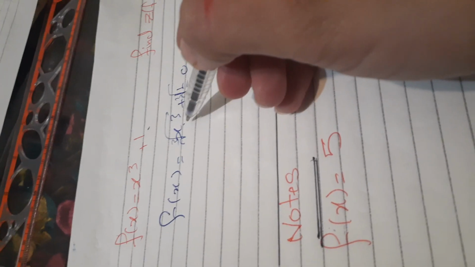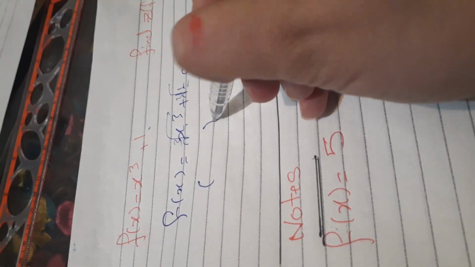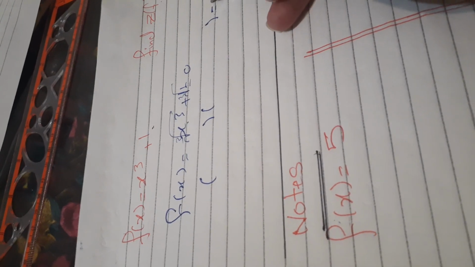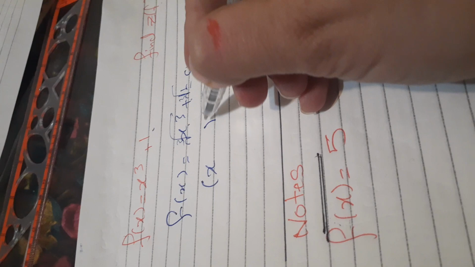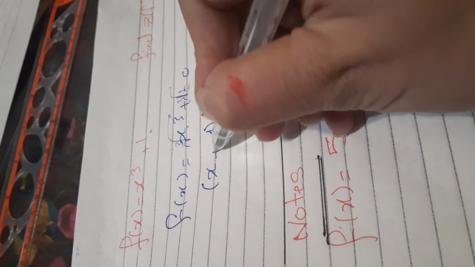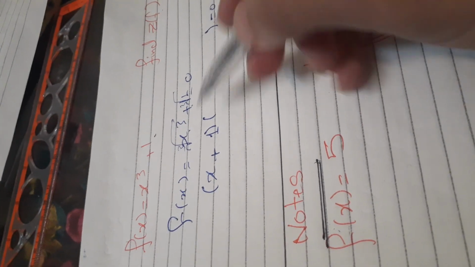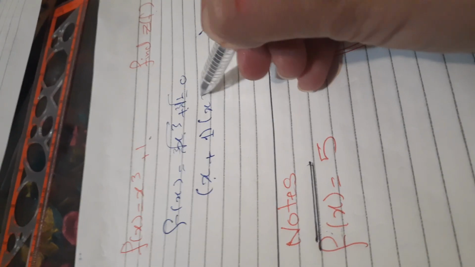How to factorize the sum of cubes? Open a small bracket and a bigger bracket. Cubic root for x power 3 equal x. Cubic root for 1 equal 1. Positive, right? Positive. How to find the biggest bracket? Square of the first, x power 2.